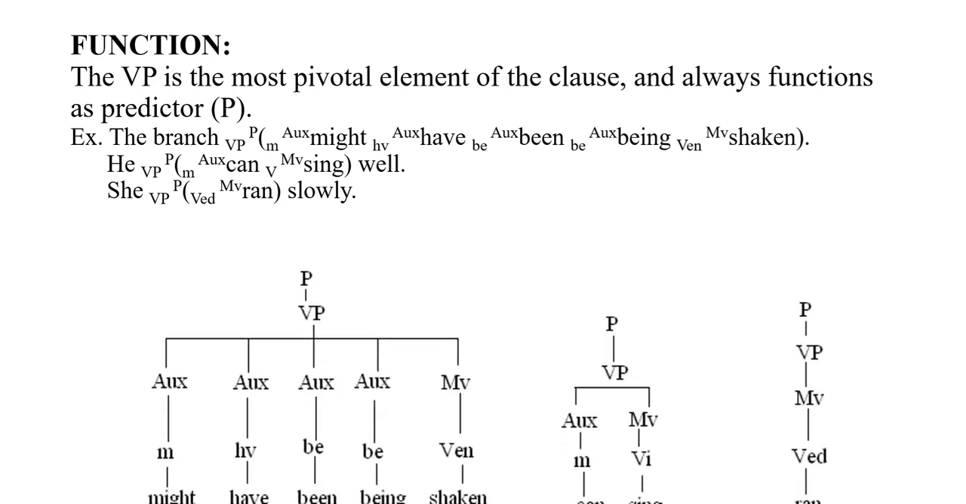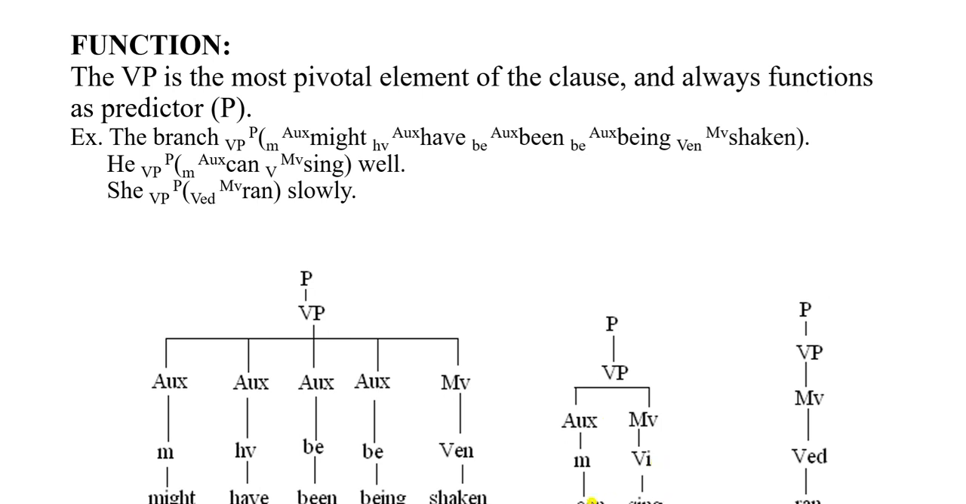So let's see this. Might is a modal auxiliary. Have is perfective, been and being stand for progressive and passive, and shaken is the past participle of the verb, and that's why it is shown as VEN, which is the main verb, preceded by all four auxiliaries. So this verb phrase functions as predicator.